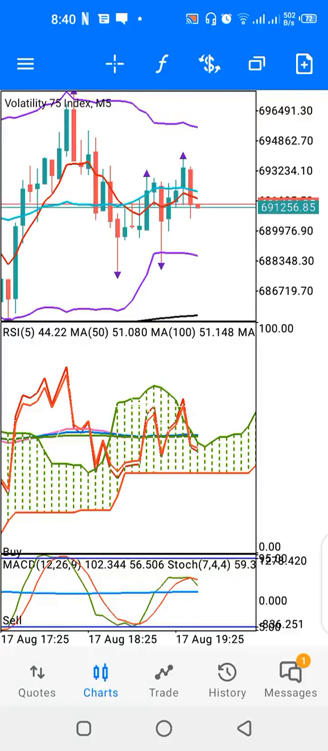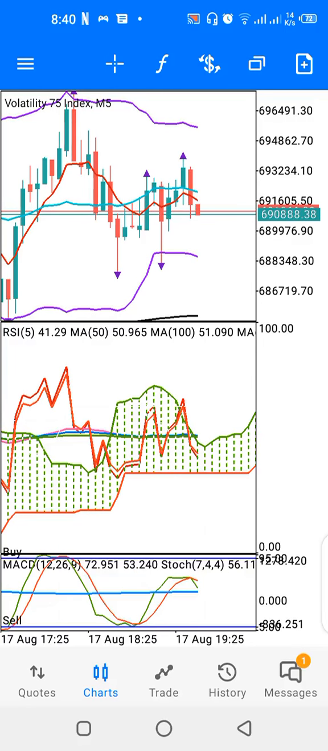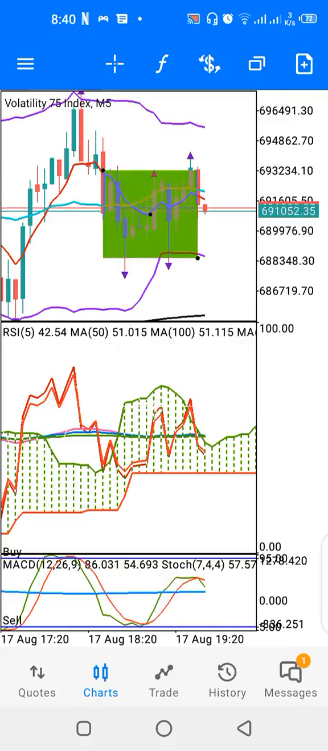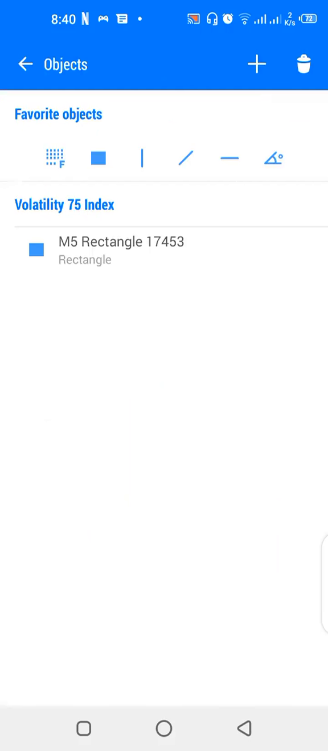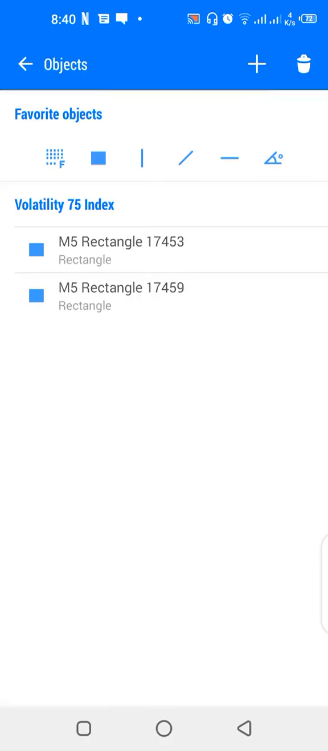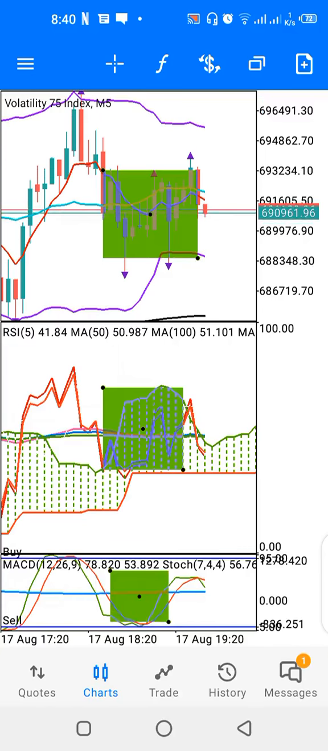Today I'll be showing you a strategy you can use to trade volatility 75 index on the 5 minutes time frame. I have V75 5 minutes time frame on my screen, and the screen is divided into three. I have the main chart. This is the main chart. I have indicator window 1. This is indicator window 1. And I have indicator window 2. This is indicator window 2.